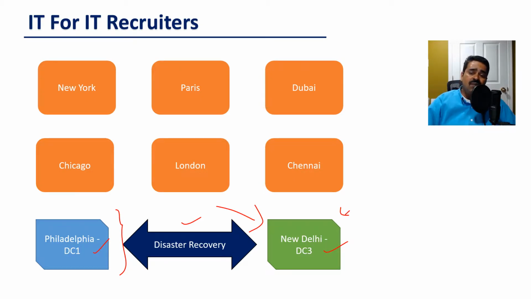The replica server, which is often referred to as a DR server or secondary server, may be configured, depending upon the software that you use, to get the latest data continuously from the primary server located in Philadelphia. And that process is generally called replication.